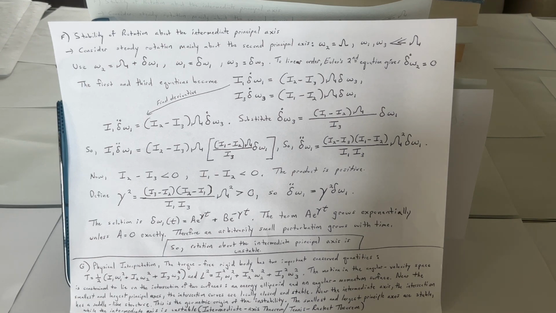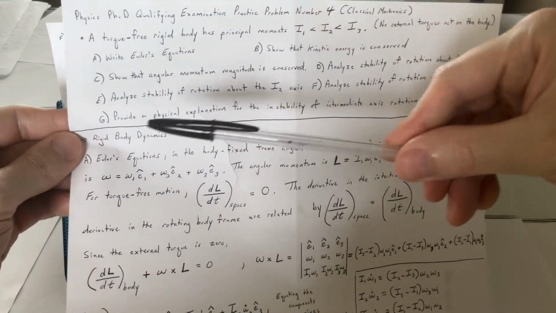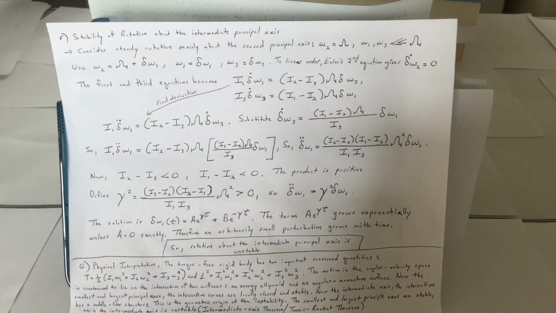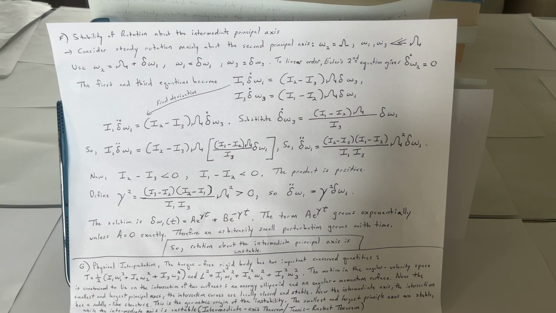And for letter G, we want to provide a physical explanation for the instability of the intermediate axis rotation. Okay, and here's what we have. Physical interpretation. The torque-free rigid body has two important conserved quantities. T equals 1/2 times this whole quantity, I sub 1 omega sub 1 squared, plus I sub 2 omega sub 2 squared, plus I sub 3 omega sub 3 squared, and L squared equals this: I sub 1 squared omega sub 1 squared, plus I sub 2 squared omega sub 2 squared, plus I sub 3 squared omega sub 3 squared.